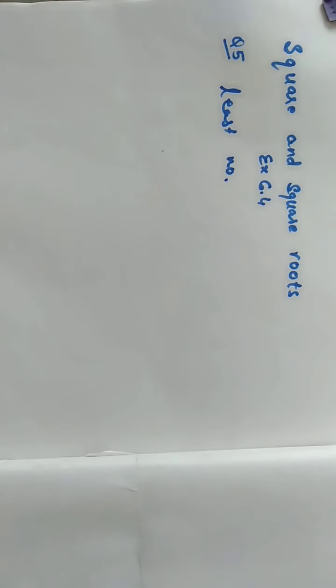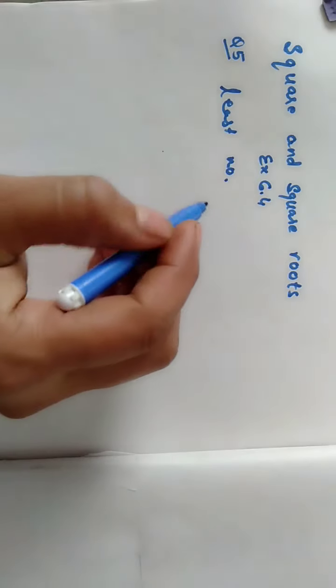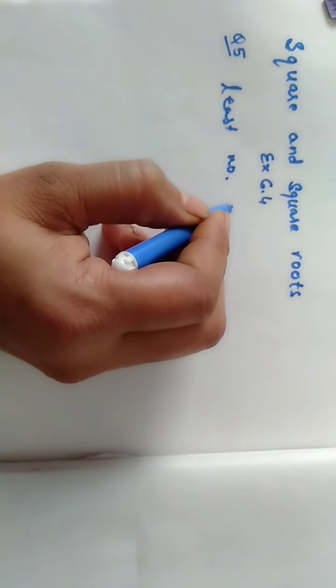Good morning students. Now in this square and square roots, here I will be explaining question number 5 of exercise 6.4 that says what least number must be added. In my previous video I told you the least number that should be subtracted. Now in this question you have to find out the least number that must be added.